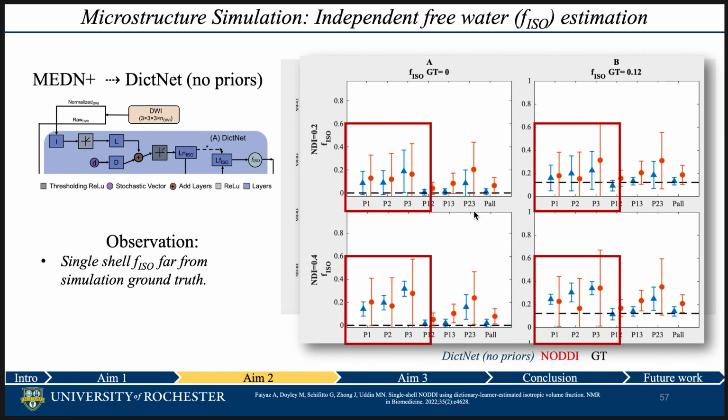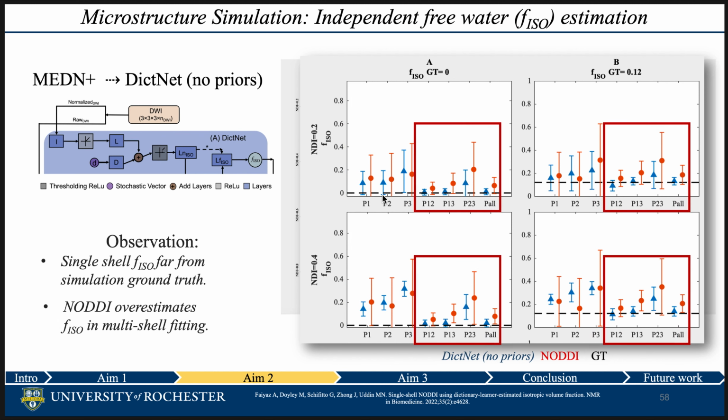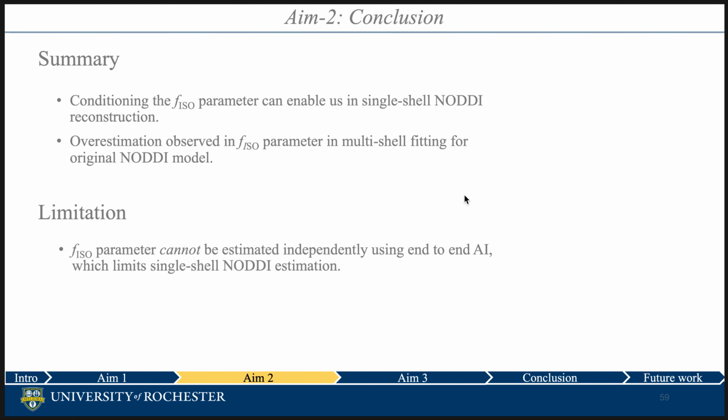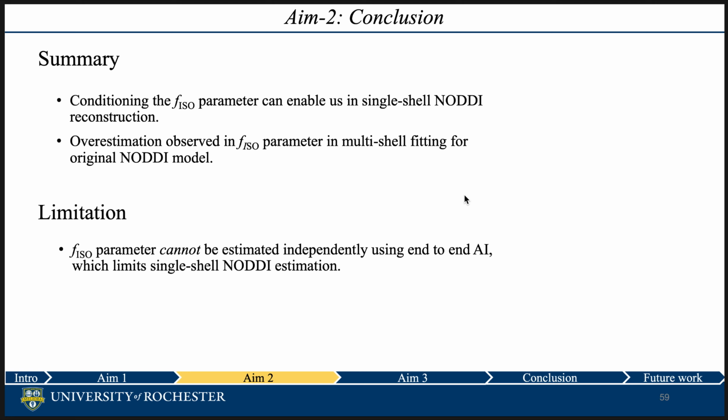We saw that single shell free water was far off from the simulation ground truth, so it did not take us anywhere. But we observed that in simulation, the data-driven approaches were very close to the ground truth, and the original NODDI model was overestimating the free water parameter. So in the aim 2 summary, we see that conditioning of this free water parameter actually gave us single shell NODDI reconstruction, but the limitation was that we could not get the free water parameter independently by just using end-to-end AI, which limited our single shell NODDI estimation.